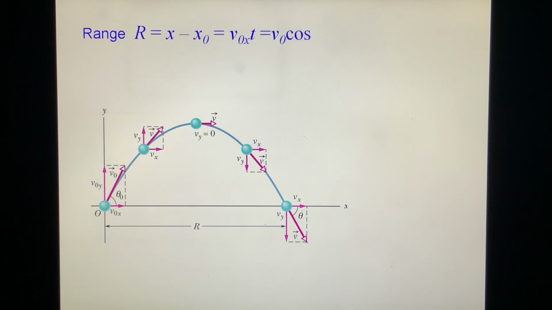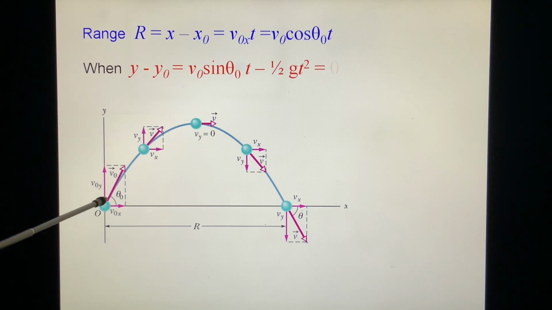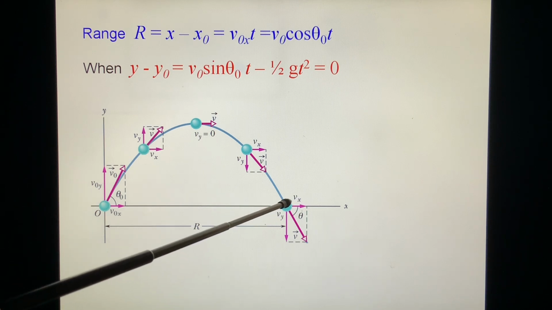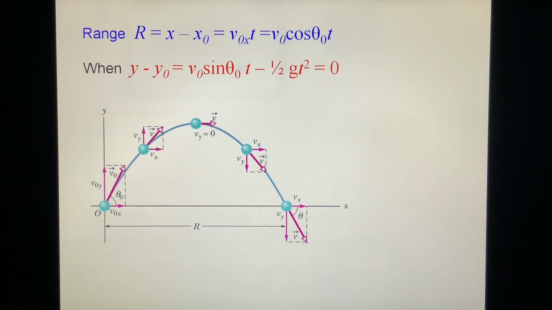Now, we introduce the range. When the projectile starts and lands at the same level, it reaches a distance called the range, usually from sea level to sea level, or from ground to ground. For the physics, y minus y0 is zero. In this case, you get R. From here, we get time t. We put t into this one, and we get the range.